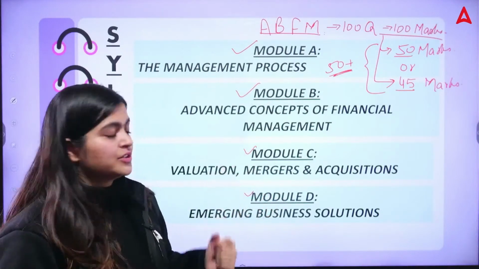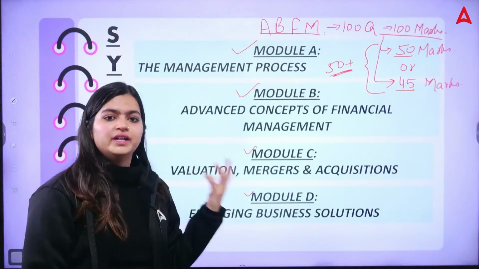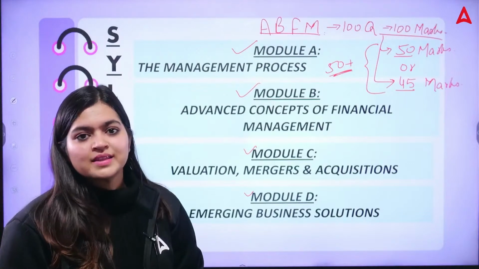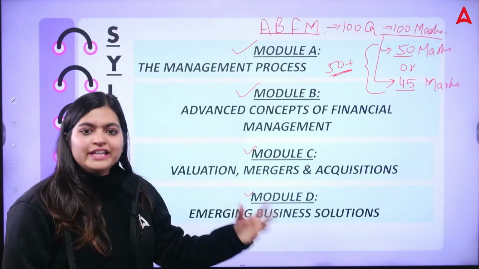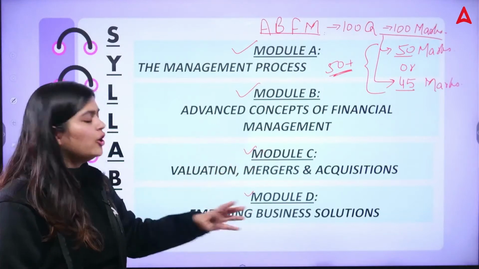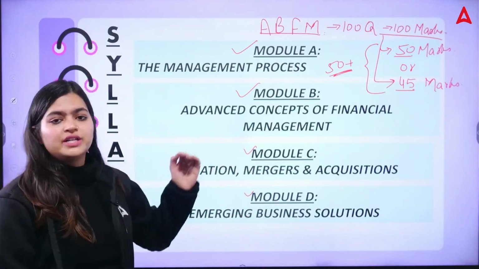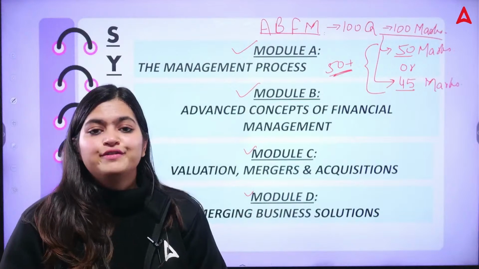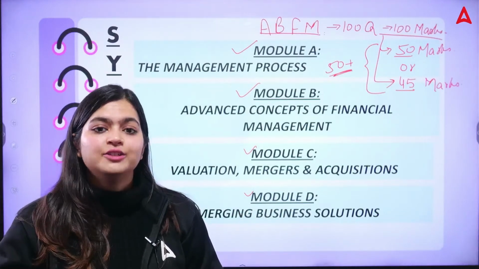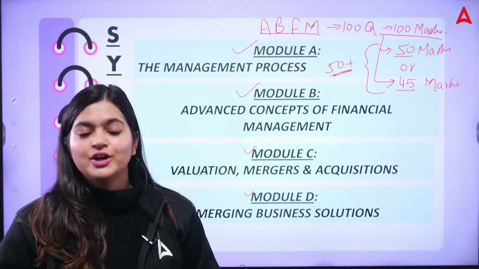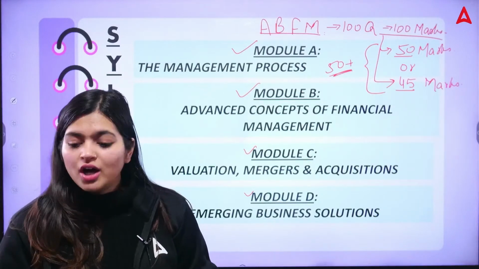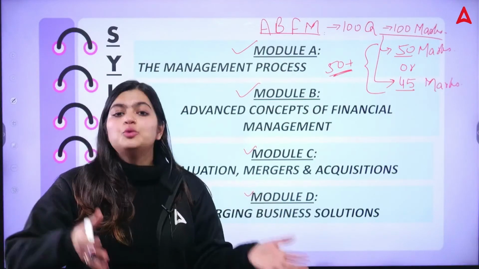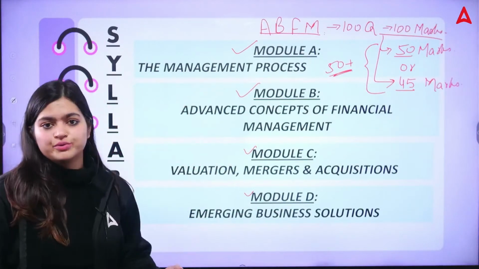Now how can we score this much? Can we read only 1 module or 2 modules and score these 50 marks? My answer is no. If you are leaving module B, C or D, or any 2 modules, and reading just 1 or 2 modules and thinking that you can score 50 plus marks, then everyone listen to me very carefully: this is not how you should prepare, because CAIIB is not about just 1 or 2 modules. In this ABFM, they give equal weightage to each of their modules.